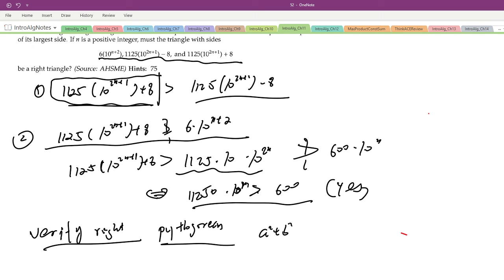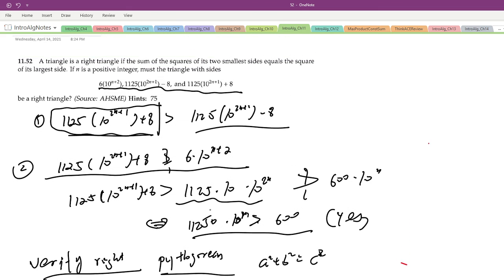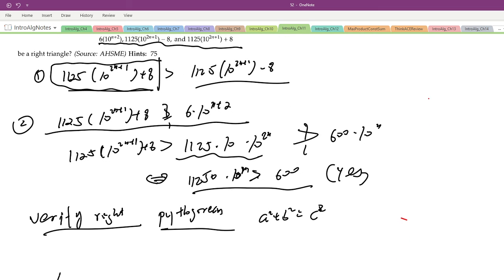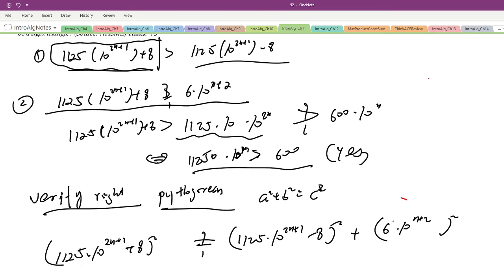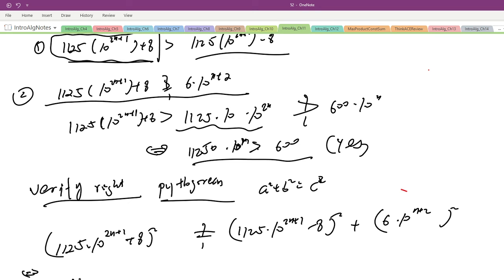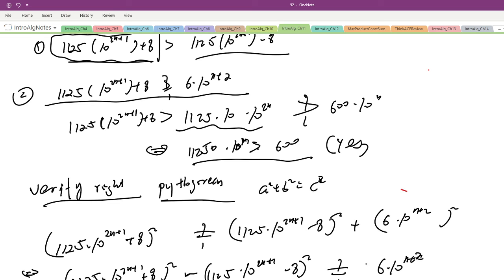a square plus b square equal to c square. Now we need to verify it. Okay, so it's 1125 times 10 to the 2n plus 1 plus 8 squared. Whether this one equals 1125 times 10 to the 2n plus 1 minus 8 squared plus 6 times 10 to the n plus 2 squared. Okay, so this is equivalent to verifying whether 1125 times 10 to the 2n plus 1 plus 8 squared minus 1125 times 10 to the 2n plus 1 minus 8 squared equals 6 times 10 to the n plus 2 squared.